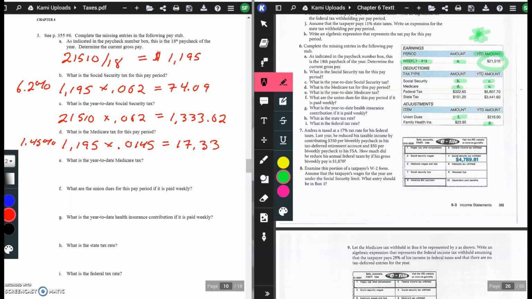Part E is the year-to-date amount. So part E is in that column with year-to-date. So we're going to use our total for the year-to-date, which is $21,510 times 0.0145, your Medicare percentage. That gives you a dollar amount for part E of $311.90.